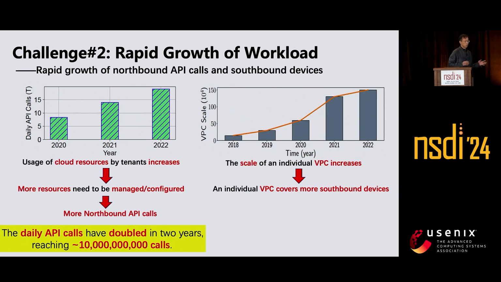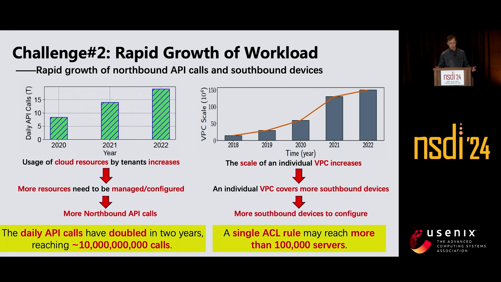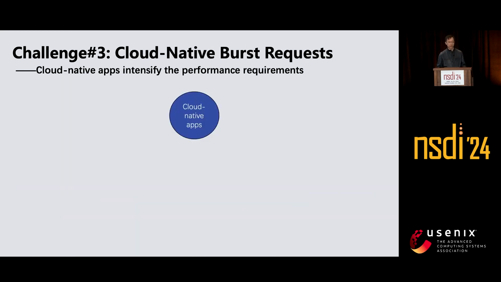The second thing is the scale of a single VPC. A tenant who created a VPC 10 years ago might have put only 10,000 VMs or 5,000 VMs in one VPC. But nowadays, people can create more than 1.5 million VMs in one single VPC, which means if you try to update a route for a VPC, it might have to be sent to more than 10 times as many devices compared to 10 years ago. This also makes the processing time much slower. The third thing is cloud-native apps.